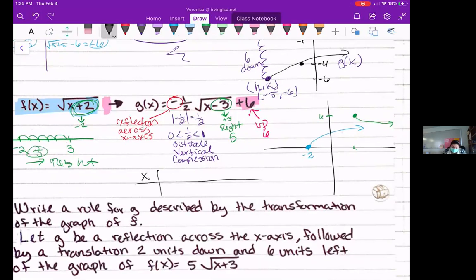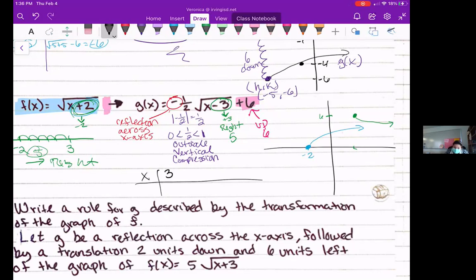So if I do X, you can do 0. Wait, what number would I want to start at? 3. You obviously can't do 0 because that would not be part of it, right? So we would want to start at 3. And then you would plug it in.